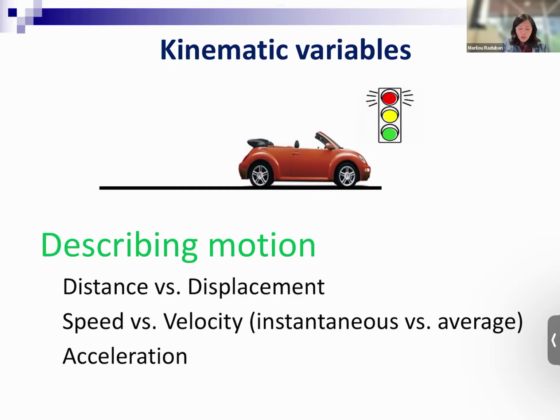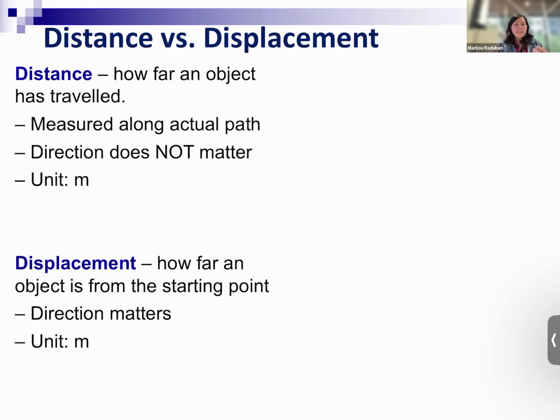So let's start with distance and displacement, yeah? Right, when we say distance, it's essentially how far an object has traveled. Displacement, on the other hand, is how far an object is from the starting point. Okay, the definitions seem to be similar, but they are actually very different.